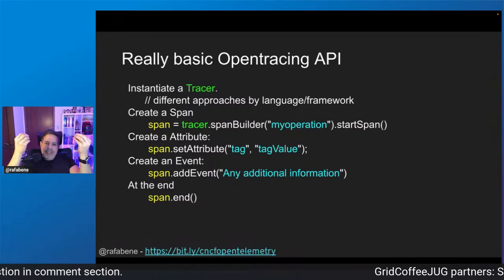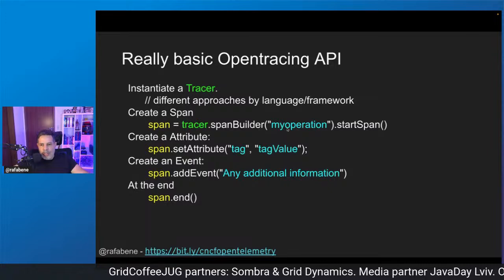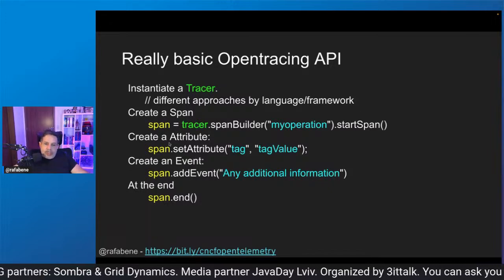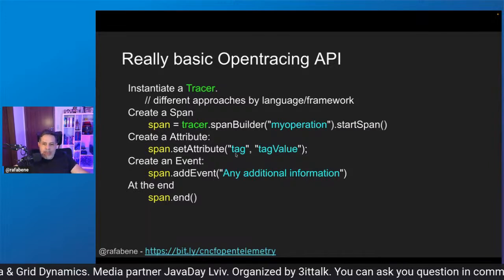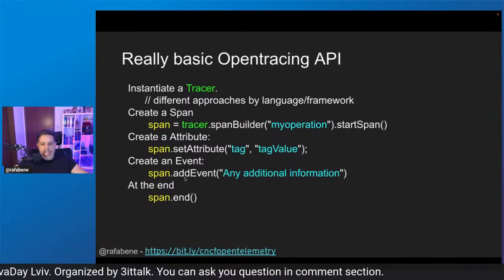But once you have the tracer object, you can just call the following operations. Span builder with the name of the operation, start span. Then, if you want to create an attribute, you call set attribute, the name of the tag and the tag value. If you want to create an event, you call span add event.